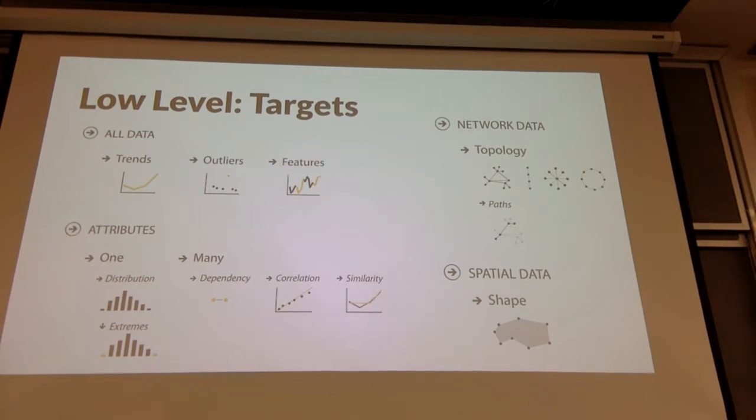And then there are specific tasks for network data and spatial data. For network data, it is: what is the topology, what is the connectivity in my network, and what are the paths in my network. For spatial data, it will be: what is the shape.